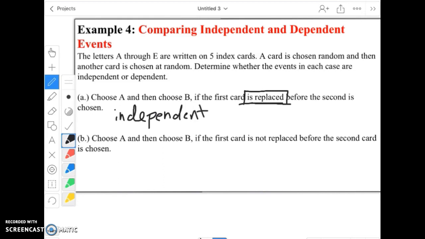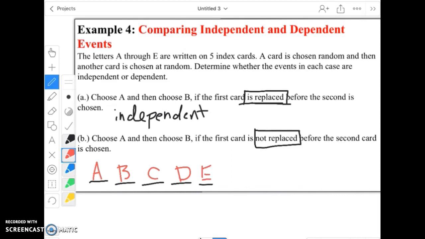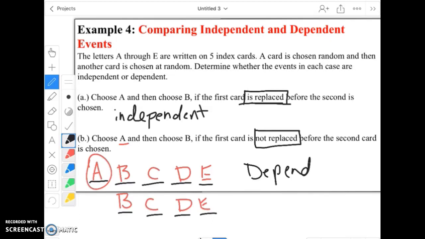And then choose A and then choose B if the first card is not replaced before the second card is chosen. So that would be like we have 5 possible outcomes. We could either get A, B, C, D, or E. And then we chose A, then that's not replaced, so now we only have B, C, D, and E left over, so that would be dependent. So you can see how that affects the next turn because we have one less card.